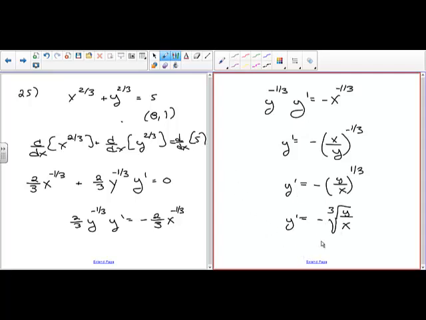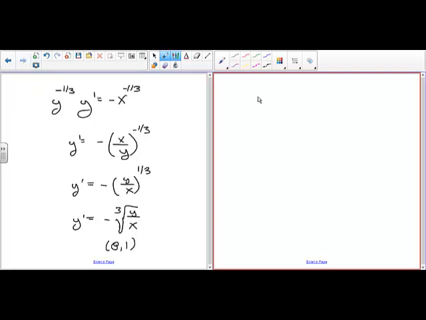So evaluating this at 8 comma 1, you'd find that the derivative is equal to negative the cube root of 1/8. So y is 1, x is 8. And the cube root of 8 is 2, so you get the cube root of 1/8 is 1/2. So y prime is equal to negative 1/2.